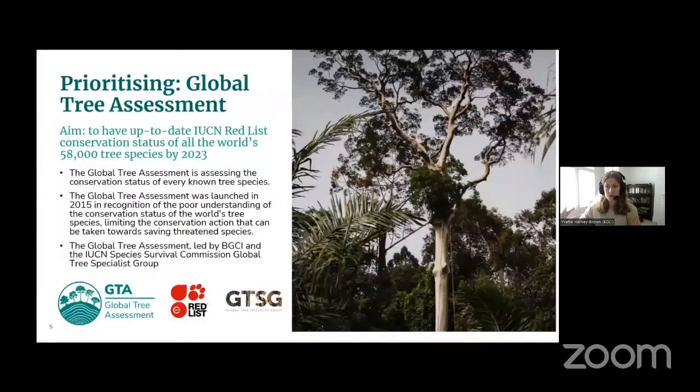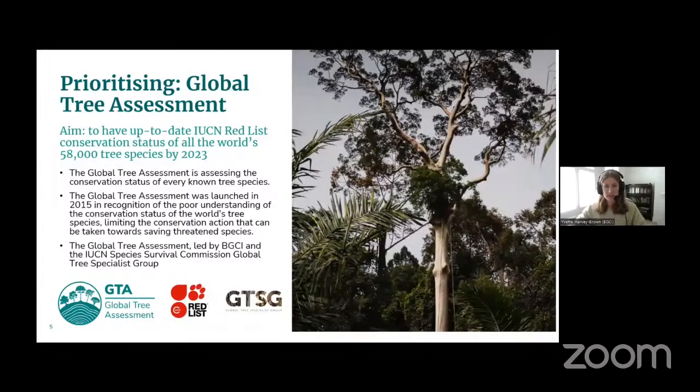The main big project that falls under this area of work is the Global Tree Assessment. This is a very ambitious project to have up-to-date IUCN Red List conservation status assessments for all of the world's tree species, so 58,000 by 2023. We've made amazing progress so far, but we've still got work to do, so it's going to be a busy rest of the year for me and my colleagues at BGCI. This is a project led by us and also the Global Tree Specialist Group.